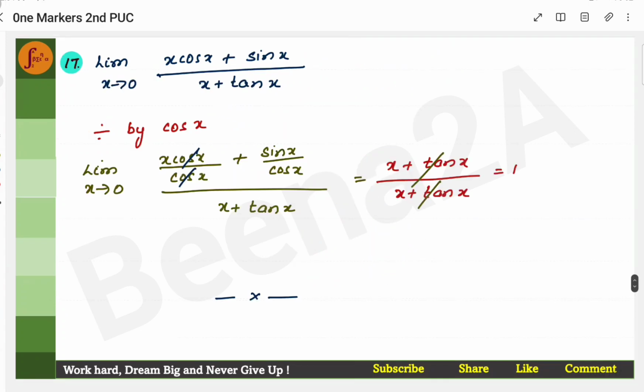Now next one. Here this is slightly tricky, but just look at the method, right? Now here I have tan x in the denominator. If I divide the numerator by cos x, like this, x cos x by cos x, sin x by cos x, right? Now here cos x and cos x will get cancelled. I will be left with x. Then sin x by cos x is tan x. Now you see, numerator and denominator became same. I'll cancel it. So answer is 1.